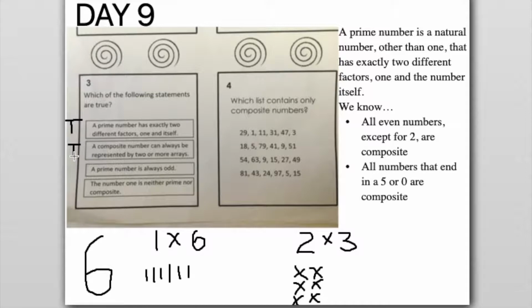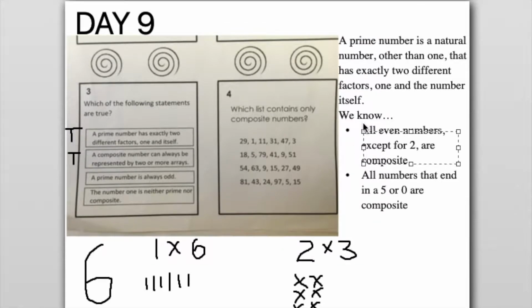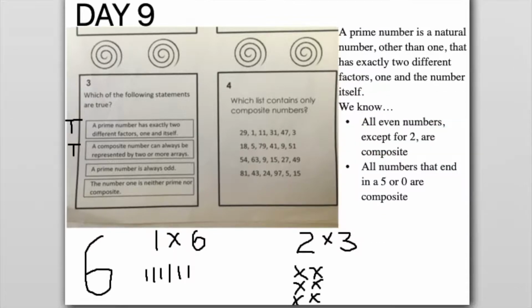A prime number is always odd. Well, let's look. Over here, we know all even numbers, except for 2, are composite. This told us that 2 is prime and 2 is even. Therefore, there is an even prime number. It is 2. So all prime numbers are not all odd. This is a false statement because of the number 2.